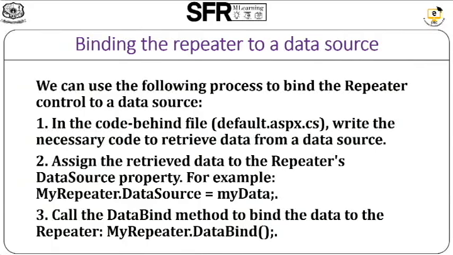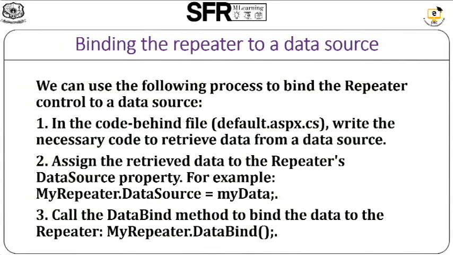The last step is to call the DataBind method to bind the data to the repeater. Now we have assigned our data to the repeater's data source, and now we have to bind it. So call the DataBind method to bind the data to the repeater. Now our data source will be bound to the repeater. This is how a repeater control is implemented in ASP.NET.